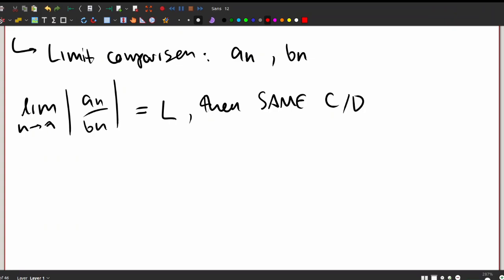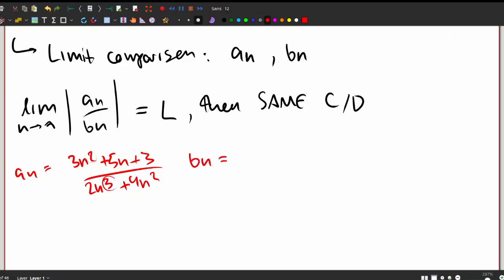Let's look at an example where our a of n is equal to 3n squared plus 5n plus 3 divided by 2n cubed plus 4n squared. Now, since this top degree is 2 and this bottom degree is 3, at very large values, I'm going to say this behaves like a sequence b of n is equal to 1 over n. So now to see if they have the same convergence or divergence, we're going to take the infinite limit, so as n approaches infinity, of this ratio.